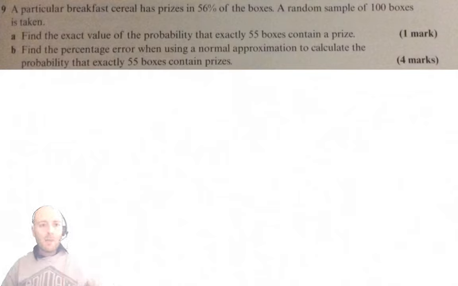Anyway, so a particular breakfast cereal has 56% of its boxes have prizes inside. A random sample of 100 boxes is taken. Find the exact value of the probability that exactly 55 boxes contain a prize, and then find the percentage error when using the normal distribution.